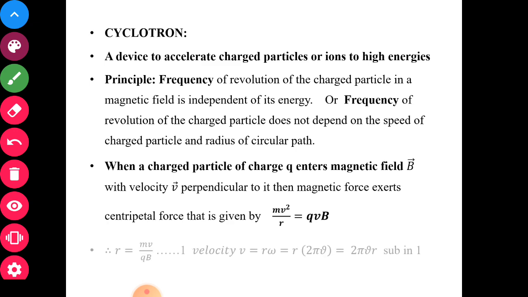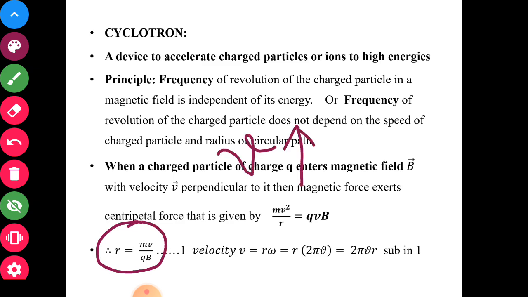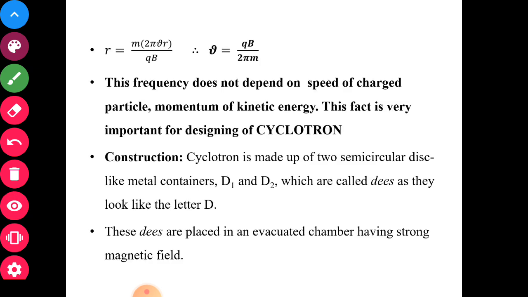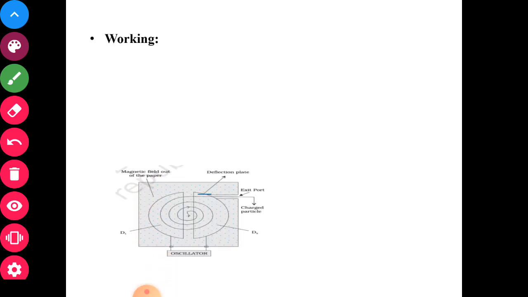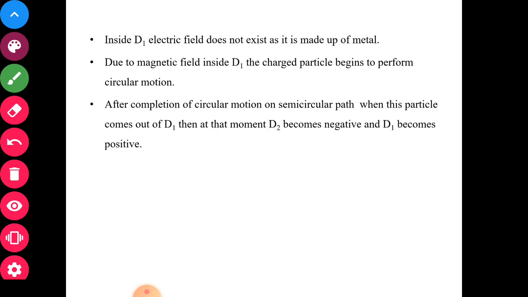You can see from this equation: when the speed v increases, the radius of the circular path also increases, and that is why there is a spiral motion in which the radius continuously increases. So the speed of the charged particle becomes maximum when it is very close to the surface of the D.